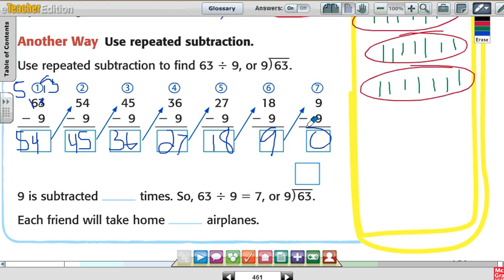So I use repeated subtraction until I finally get to what? To where my answer is 0. And then it says I count. How many times did I subtract? 7 times. So therefore, 63 divided by 9 is 7, or 9 divided into 63 is 7. So how many airplanes did each person take? 7 airplanes.